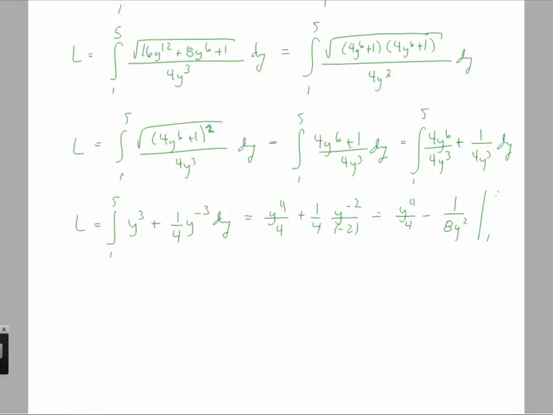Now I can evaluate this from 1 to 5. So the 1/4 I multiplied by the negative 2 in the denominator. That stays in the denominator, and the y to the negative 2 flips. So let's go ahead and plug in the 5 first.